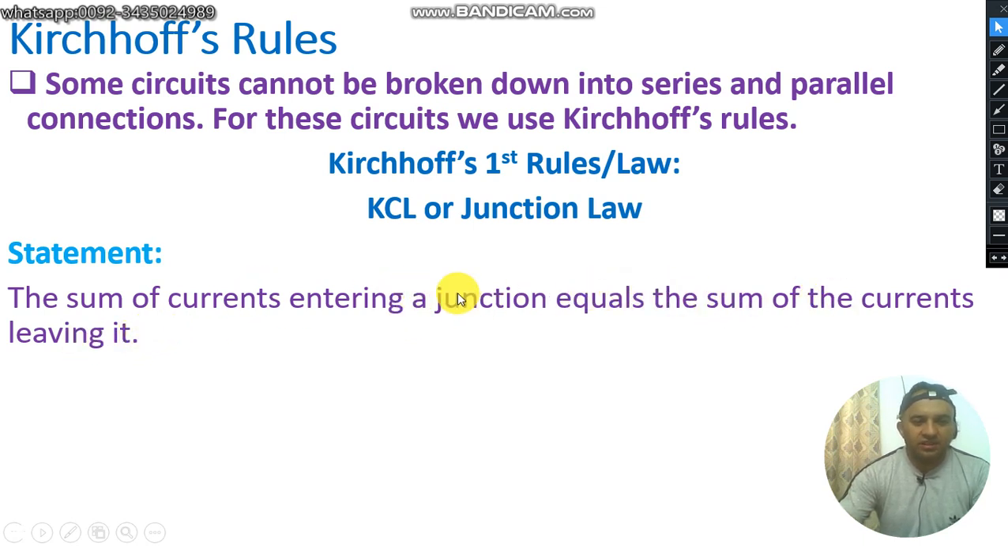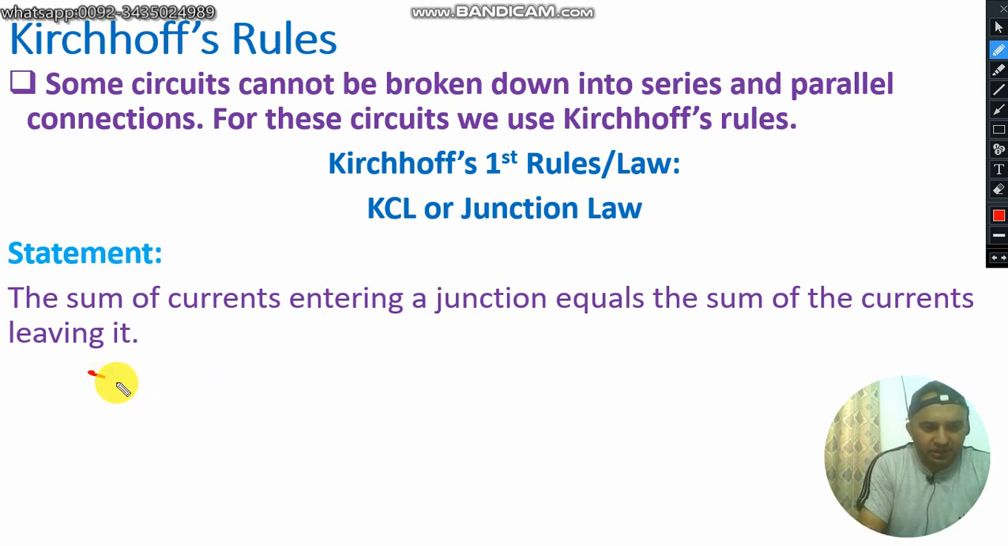So definitely when a current enters into a junction, the sum of current entering a junction must be equal to the sum of current leaving from that junction. The entering current must be equal to the leaving current. This is basically conservation of charge. The charge that is entering a point must be equal to the charge leaving that point. I will explain in detail what is meant by this statement.